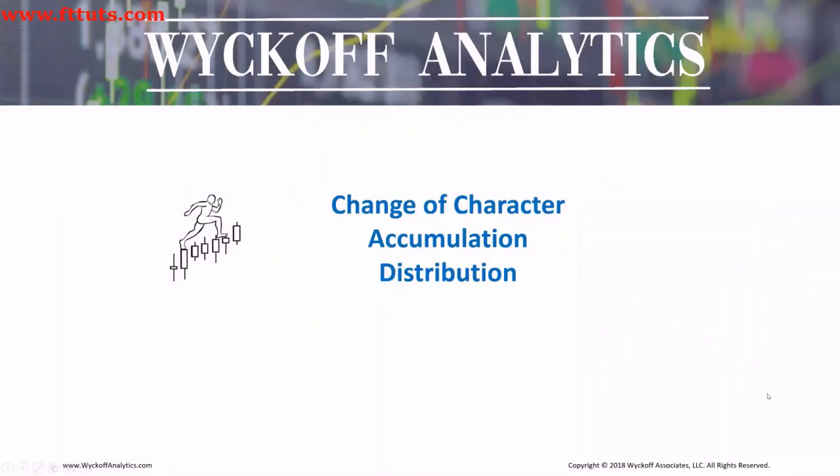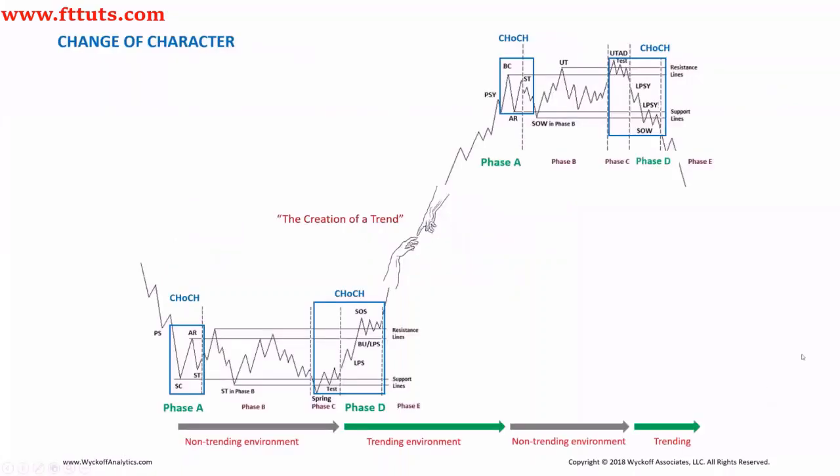Okay, so the first concept that we'll talk about today is going to be a change of character. And that concept is going to be discussed for both accumulation and distribution. So let's talk about the theoretical portion and the theoretical concept of the change of character. We're going to start with a very simplistic explanation as to what we are actually looking for in the markets as we look at the price structure.